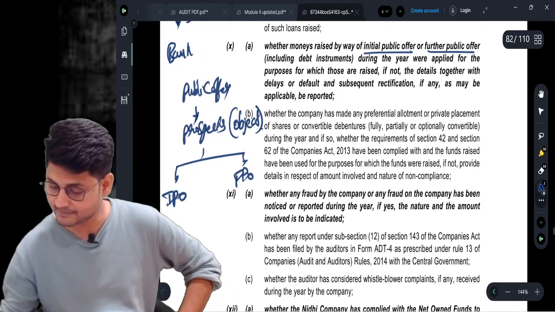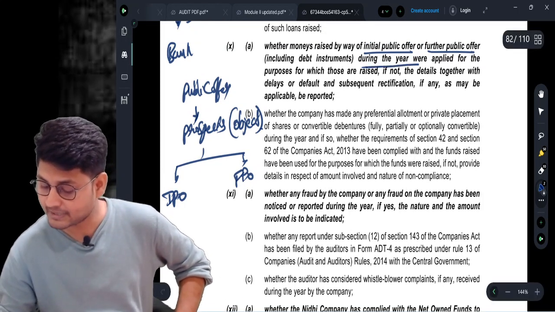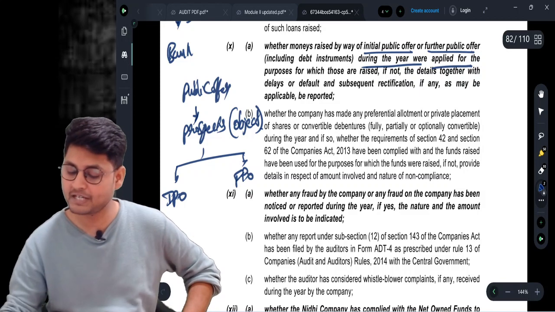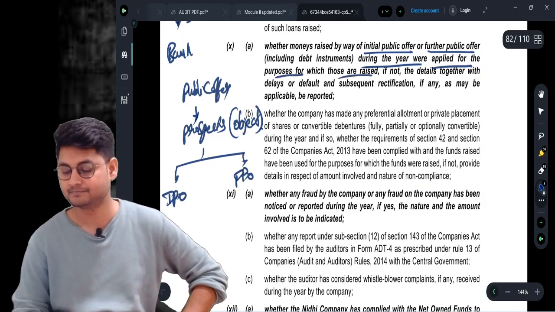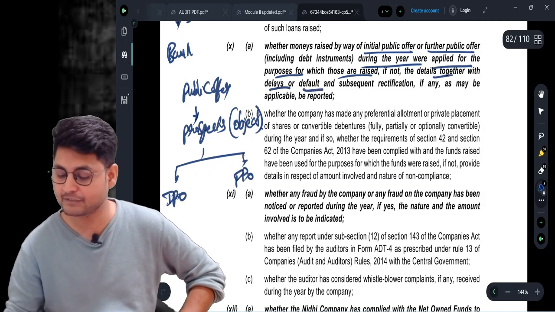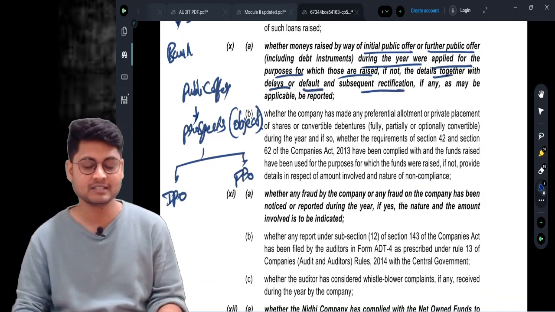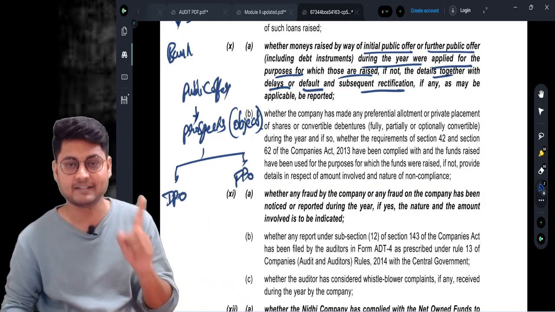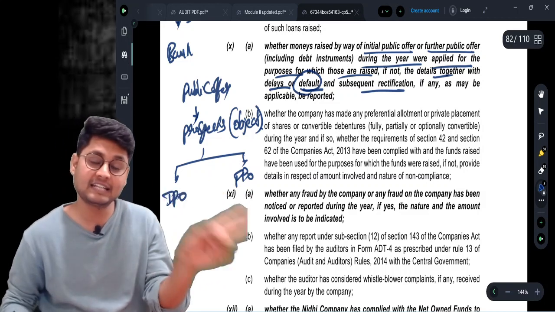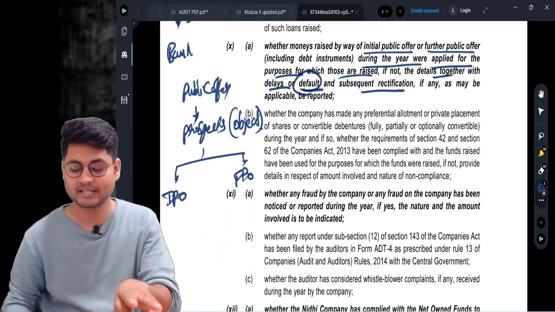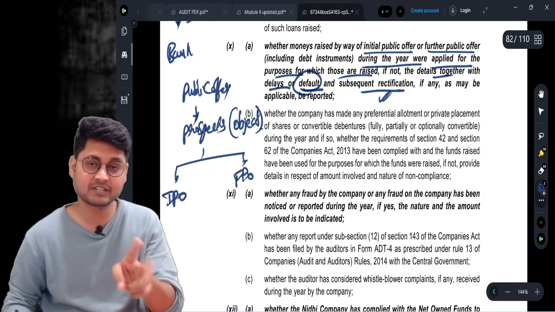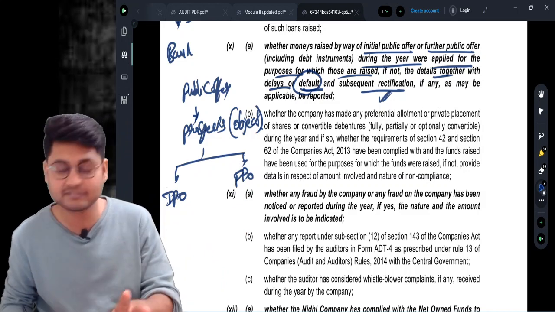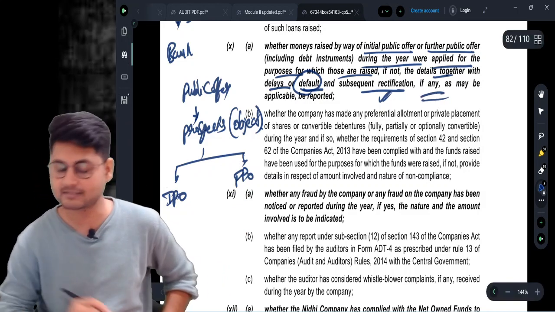Then we need to write what? See, during the year you raise the money by way of IPO, FPO, and whether those were applied for the purposes for which they were raised. If not, give the details together with delays, default, subsequent rectification. What is delay? You collected money but you failed to utilize the money within time. This is called delay. And you failed to utilize the money for the intended purpose. This is called default. And coming to the third point, subsequent rectification: initially used for another purpose, but later you brought that money back to the intended purpose. If it happens, go and give the details.